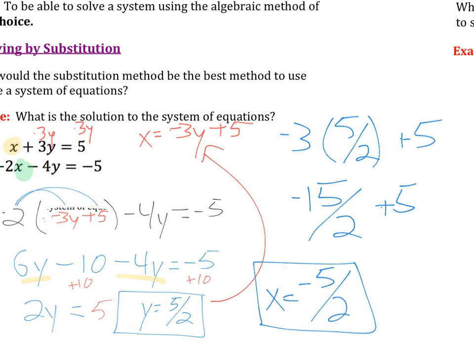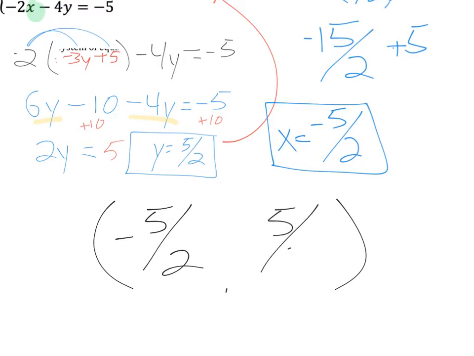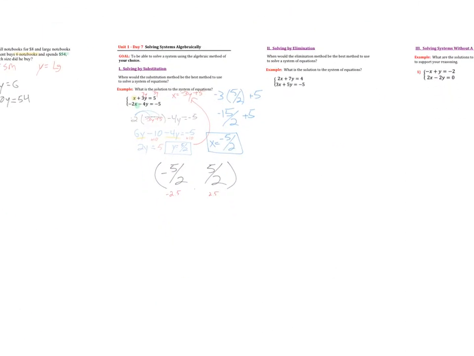Now we can't just leave our answer written as an x equals and a y equals. We always want to write our answer as an ordered pair, or as a coordinate. So it's always going to be an x comma y value. So for this particular one, it would be negative 5 halves, comma, positive 5 halves. Or if you're hell-bent on using decimals, negative 2.5 and positive 2.5. Doesn't matter. All right, so that's substitution. Let's go on to elimination.